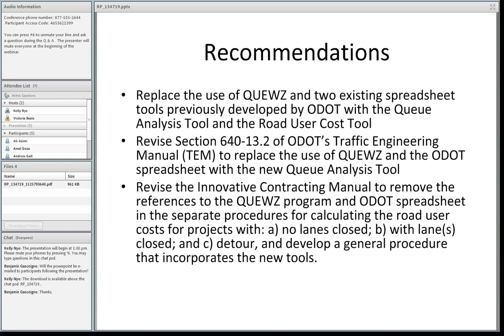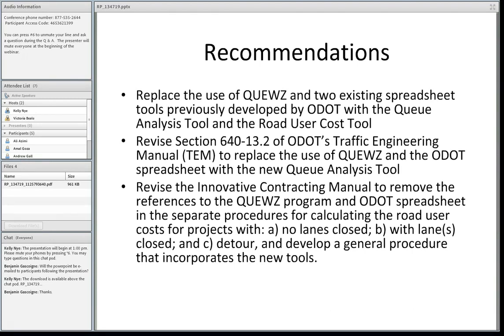To implement that recommendation, it would call for the revision of the two documents that I mentioned at the beginning of the presentation, the first being the traffic engineering manual. There is a set of procedures in that manual that call for QUEWZ and the current ODOT spreadsheet that would need to be updated to eliminate QUEWZ and use the new queue analysis tool.